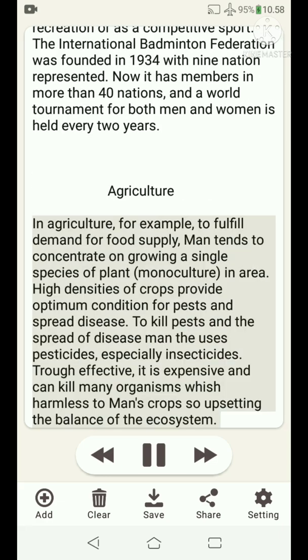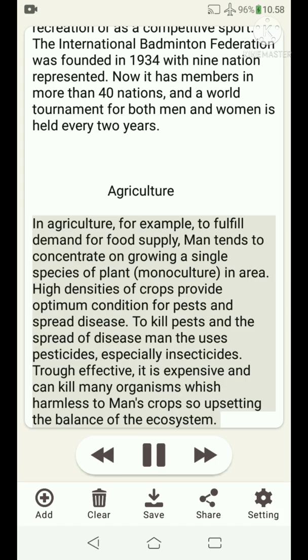Agriculture. In agriculture, for example, to fulfill demand for food supply, man tends to concentrate on growing a single species of plant, monoculture, in an area. High densities of crops provide optimum conditions for pests and the spread of disease. To kill pests and stop the spread of disease, man uses pesticides, especially insecticides.